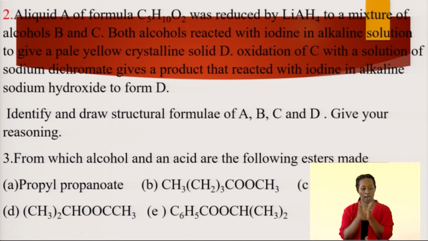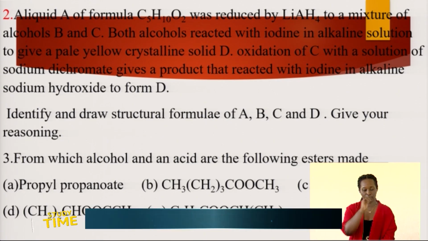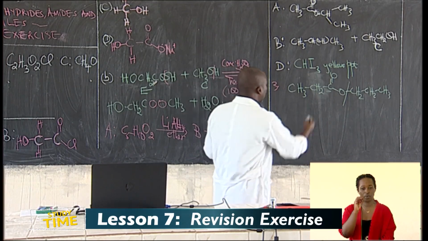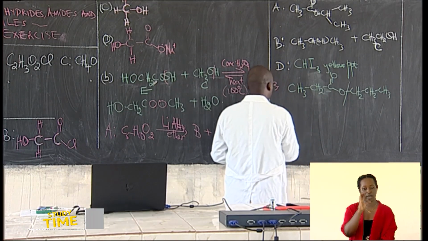And from which alcohol? This part comes from a carboxylic acid, and this part is an alcohol. So it means it is coming from which alcohol and which acid. The acid is this propanoic acid.